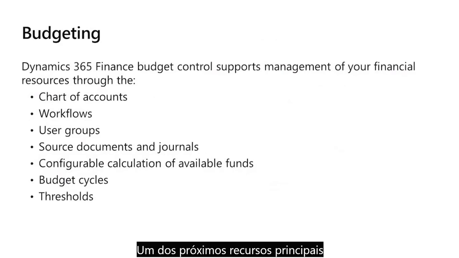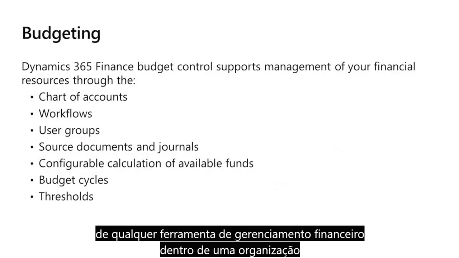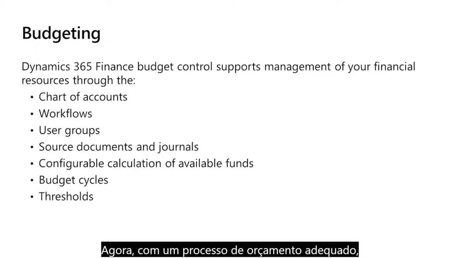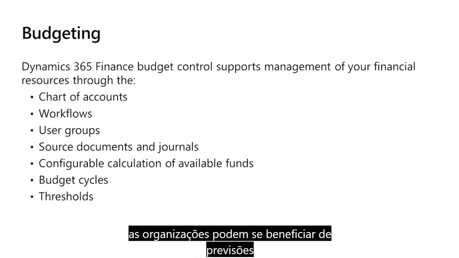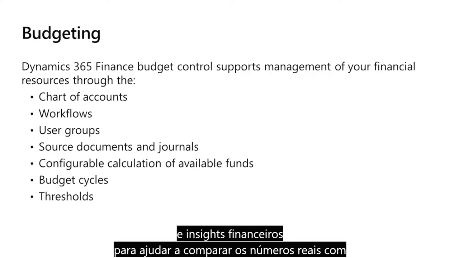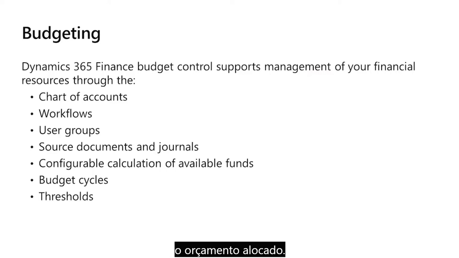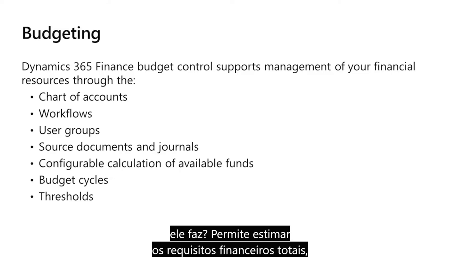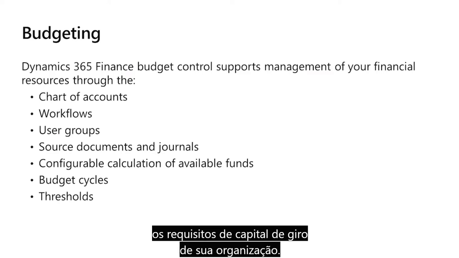One of the next key features of any financial management tool within an organization is going to be budgeting. Now, with a proper budgeting process, organizations can benefit from forecasting and financial insights to help compare actuals against their allocated budget. Now, the Dynamics 365 Finance Budgeting module, what it does, it allows you to estimate the total financial requirements by determining the operating requirements, the fixed capital, and the working capital requirements of your organization.